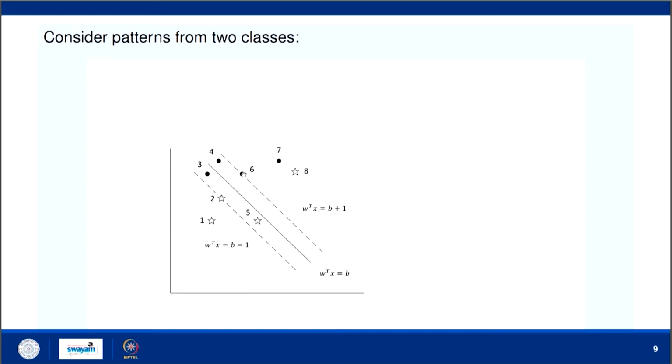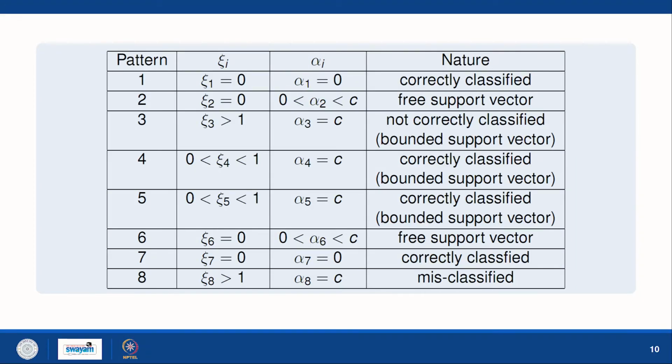Now, for pattern 6, it is correctly classified and lies on the bounding plane. So alpha will be between 0 and C and xi will be 0 for this, and this is nothing but a free support vector. For pattern number 7, it is correctly classified but it is not on the boundary, so alpha will be 0 and xi will be 0. For the last pattern, which belongs to the minus 1 class but is on the wrong side, xi will be greater than 1 and alpha will be C. In this way, by simply seeing a pattern, we can tell whether it is a free support vector, correctly classified, or misclassified. This is the analysis of whatever I have discussed here.